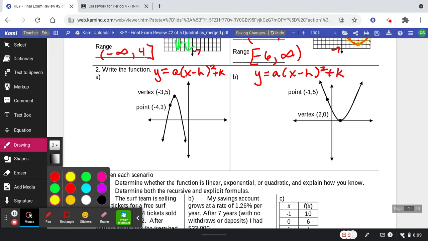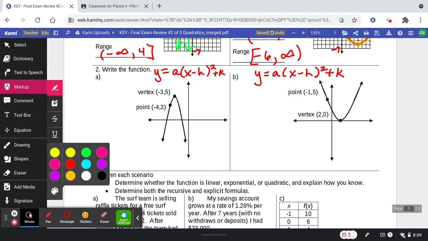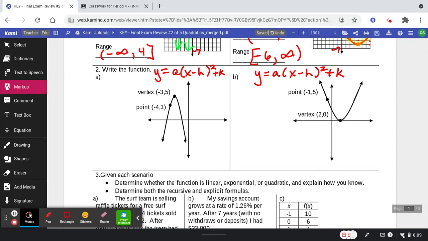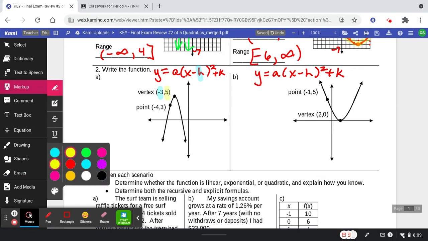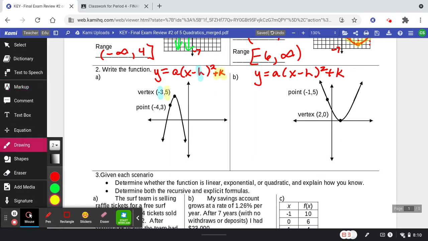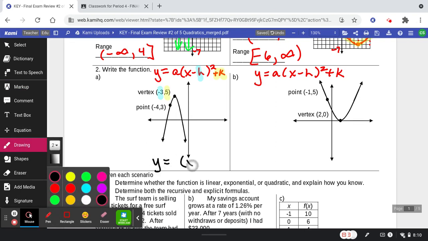And so right away we can see that we were given a vertex here and here. Actually, let me use a different color for that one. So we're able to just straight up plug that in. I'm going to put the answer down here. So it would be y equals x minus -3 squared plus the k of 5.